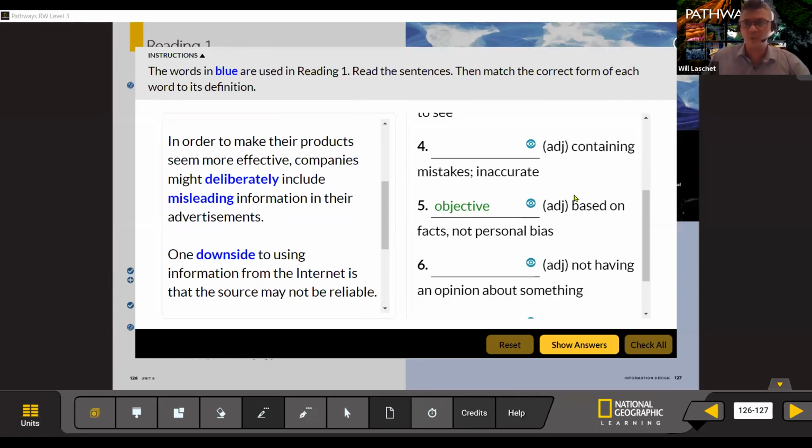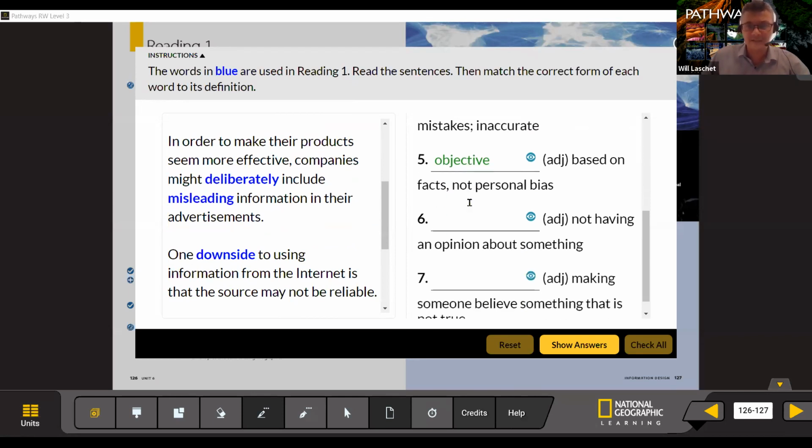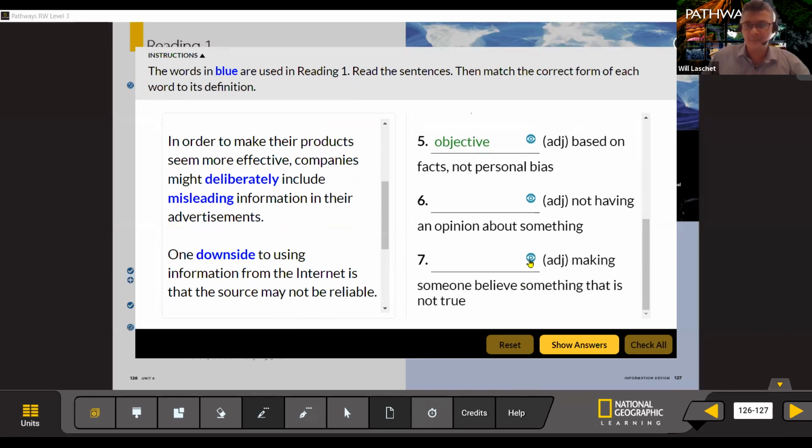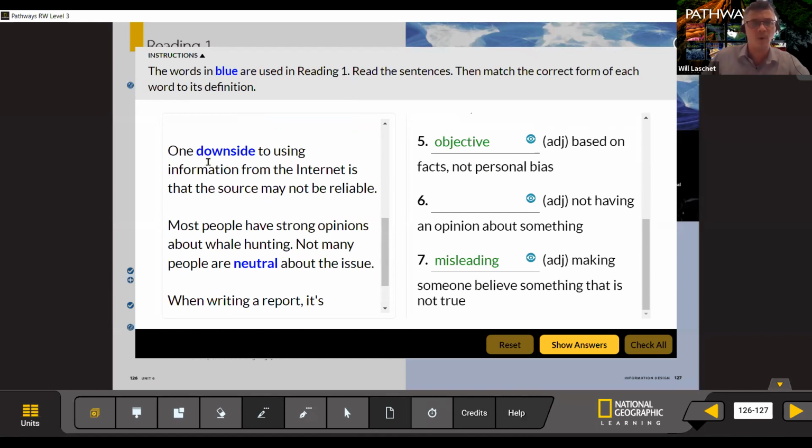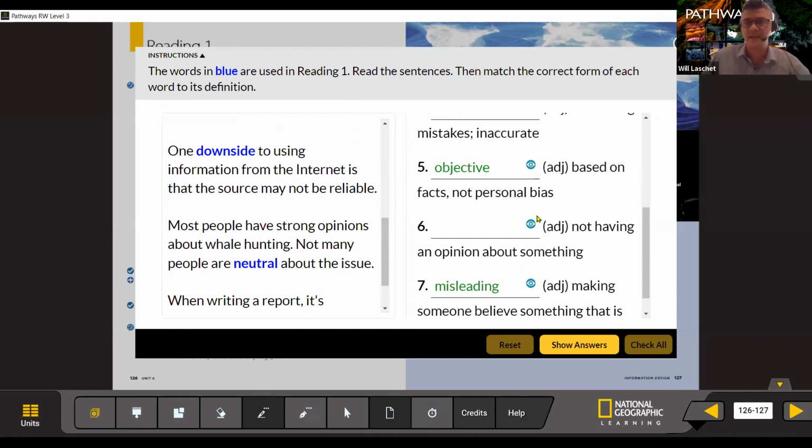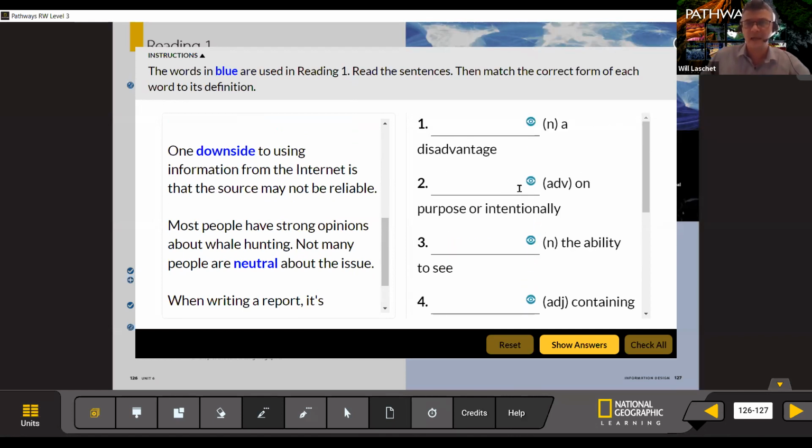Okay, I'm not going to go through all of these words. We've got this one here, which I think is important. This one, misleading. Misleading, let's see if we can find it down here. It's number 7. Okay, so this is making someone believe something that is not true. And we're going to have a look at one more. This one, downside. Okay, so let's scroll up here.